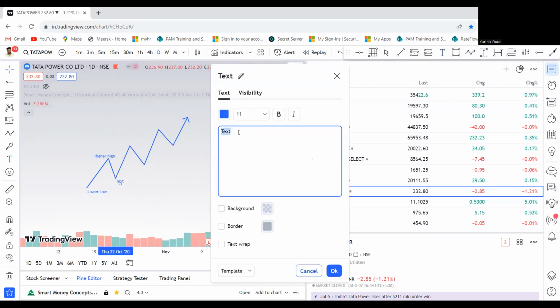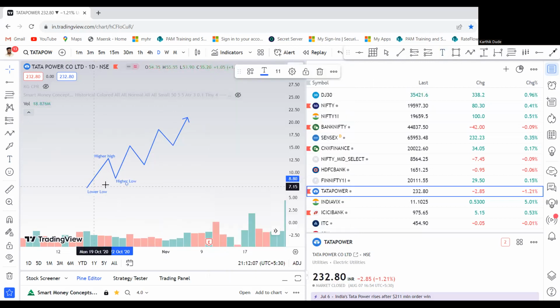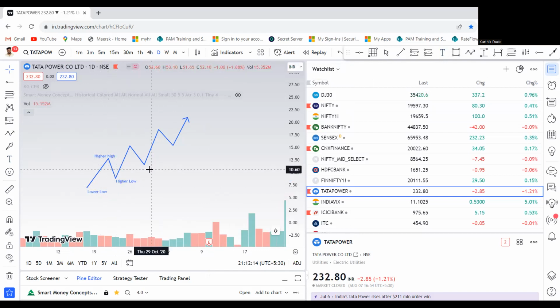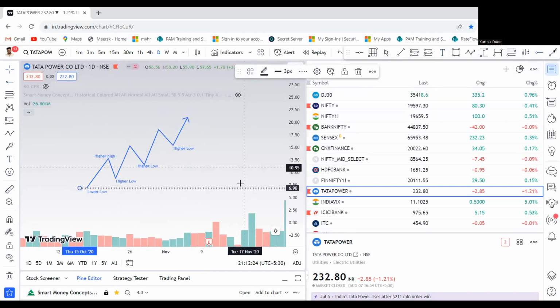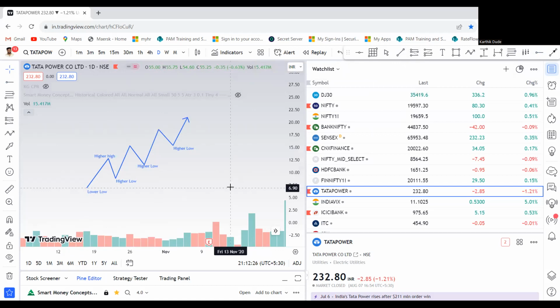Then there will be a low formed, which we call a higher low, meaning the low is higher than this low. So wherever the low forms here, we call it a higher low. This low will be protected; this low will not be taken out, or maybe it will never reach here.